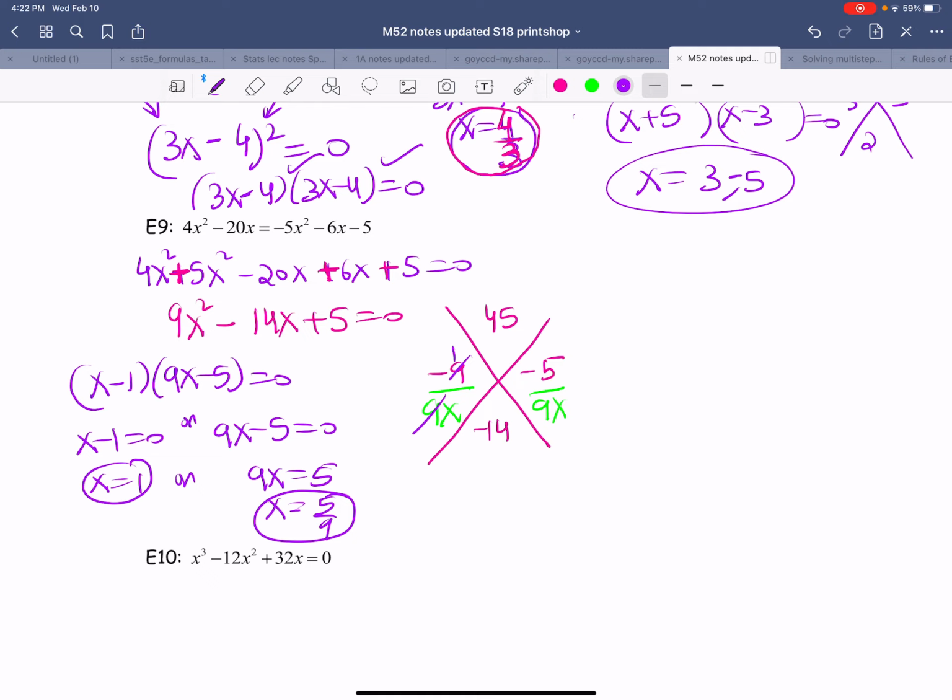Here's example number 10, and I would be adding another one, example number 11 in here as well. Let's just look at example number 10 for now. We have x cubed minus 12x squared plus 32x. Think about it. What should be the first step here? What should I do first in this case? What's the first step in this problem?